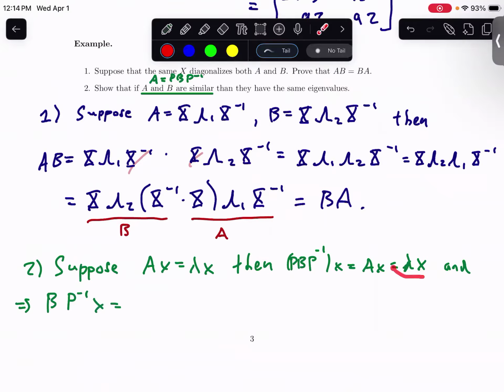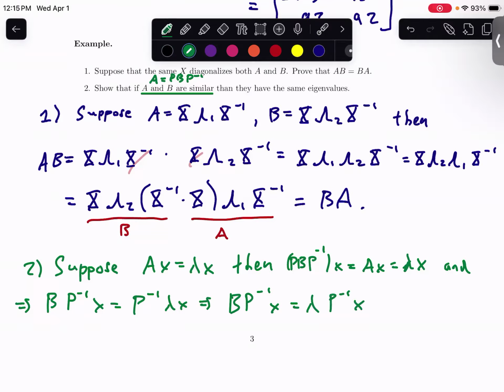And then we're multiplying this vector by P inverse as well. So this is going to be equal to P inverse, and then you have lambda X. And the main idea now is we can take this lambda. This is just a constant value, so you can move constants wherever you want in these matrix formulas. So I'm going to move it in front of P inverse. And in doing so, we're going to get B times P inverse times X is equal to lambda times P inverse times X.